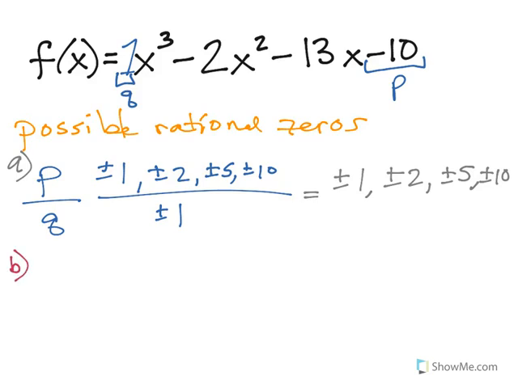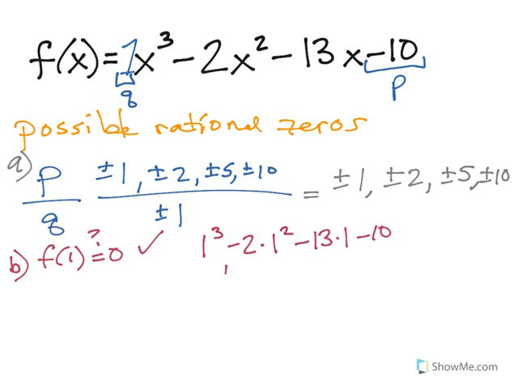Now, part B says, let's go ahead and find these zeros. We're going to take these 8 options and we're going to plug them in until we find the one that works. Now, you can use synthetic division if you'd like. You can also use the remainder theorem. Because remember, the remainder theorem says if we try, let's say, f of 1, if f of 1 is 0, then 1 is a 0. So let's try 1. If I plug 1 in, I get 1 cubed minus 2 times 1 squared minus 13 times 1 minus 10. So I get 1 minus 2 minus 13 minus 10. Oh no, that is not equal to 0, so this does not work.